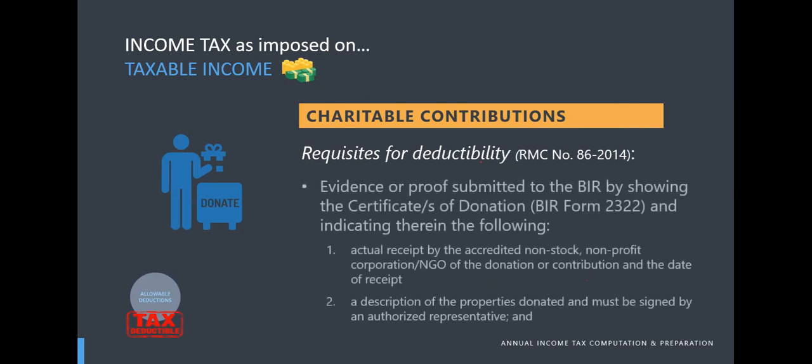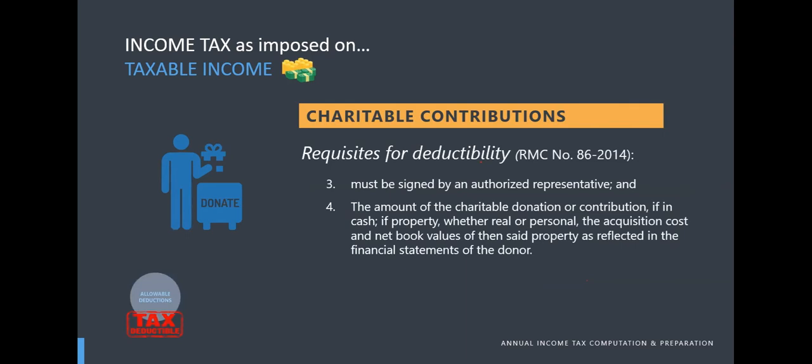Requisites for deductibility: there must be evidence or proof submitted to the BIR by showing the certificate of donation, BIR Form 2322, indicating therein the actual receipt by the accredited non-stock non-profit organization of the donation or contribution and the date of receipt. It includes a description of the properties donated and must be signed by an authorized representative, and the amount of the charitable donation or contribution if in cash; if property, whether real or personal, the acquisition cost and net book values as reflected in the financial statements of the donor.